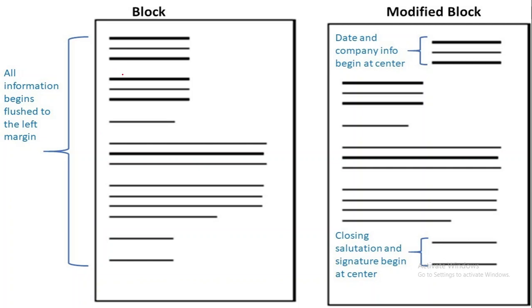The sender's address, the receiver's address, the subject, the date, the salutations, the body, the closings, everything is on the left side in the block format.